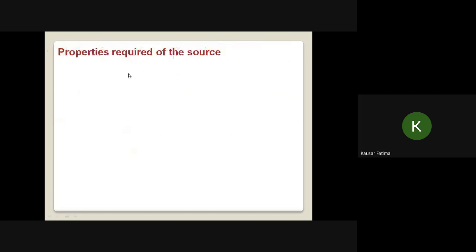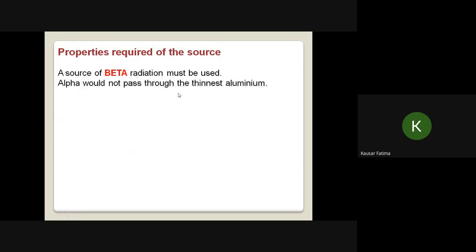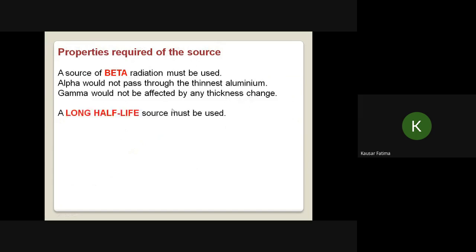Now what type of source is used here? The source is beta, because the aluminum foil is thin. Alpha would not pass through even the thinnest aluminum foil. Gamma would not be affected by the thickness changes, because in order to stop gamma we need a thick lead sheet. The source should also have a long half life, otherwise you will have to replace the source.